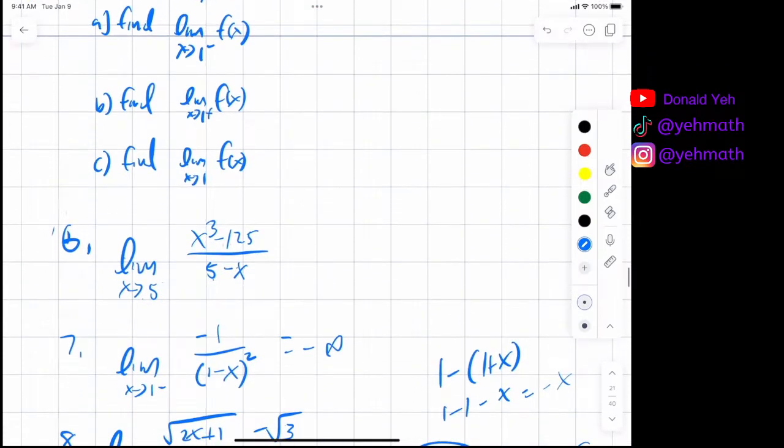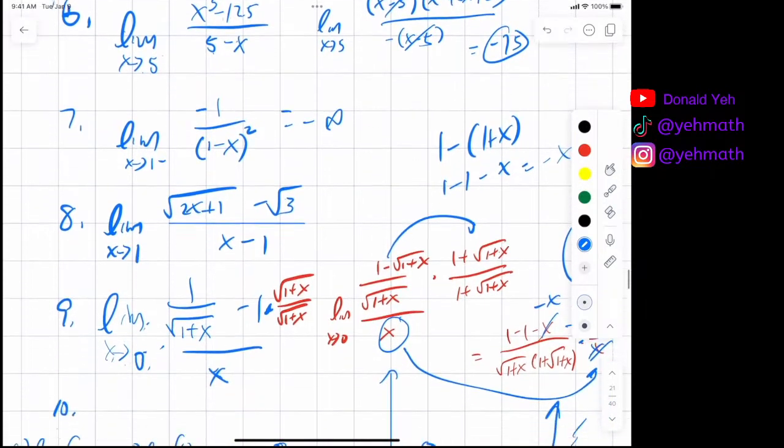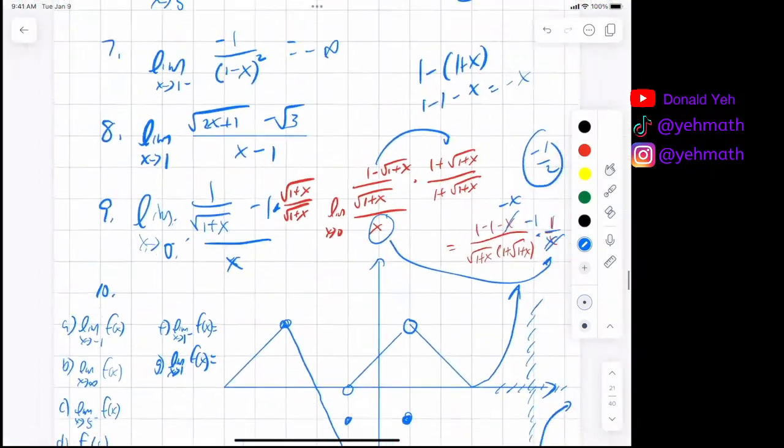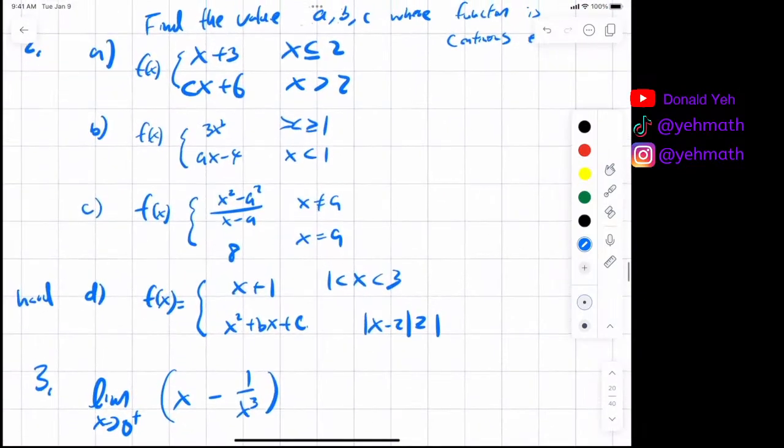6. I don't know. Limit as x approaches 5 of (x minus 5) times (x squared plus 5x plus 25), over negative x minus 5. And if you plug in 5, I think it's negative 75. That's what I got. It's weird. It doesn't matter. A number is a number. All those questions are good questions.